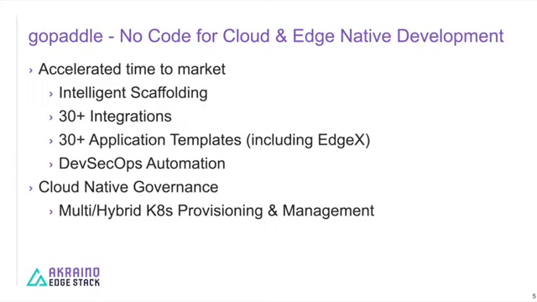GoPaddle also offers cloud-native governance for provisioning and managing Kubernetes environments, all from a single control plane. You can provision Kubernetes clusters across AWS, Google, or Azure, like EKS, GKE, and AKS, or you can bring your own infrastructure and your own Kubernetes environments. In this case, we are looking at spinning up a MicroK8s-based environment through GoPaddle and centrally managing different environments through a single dashboard.